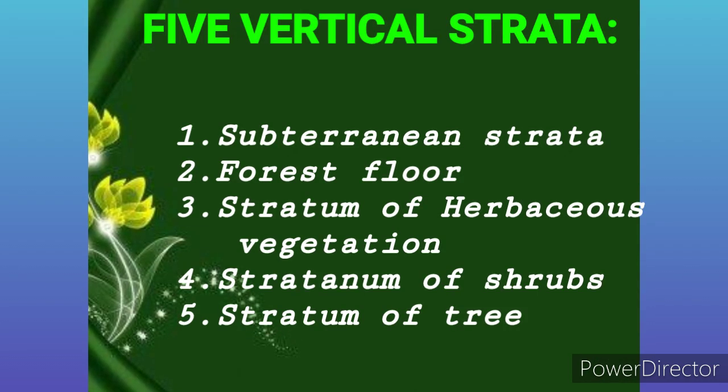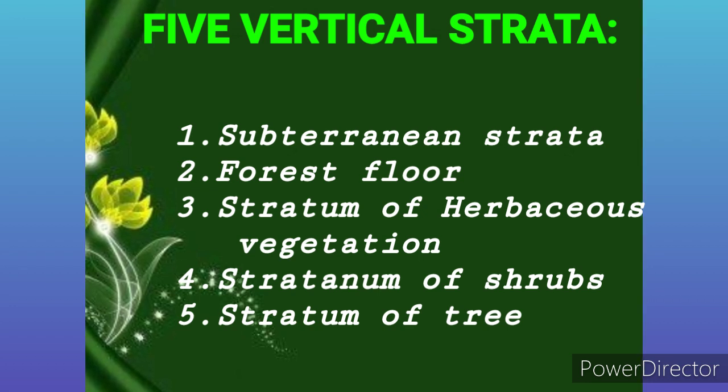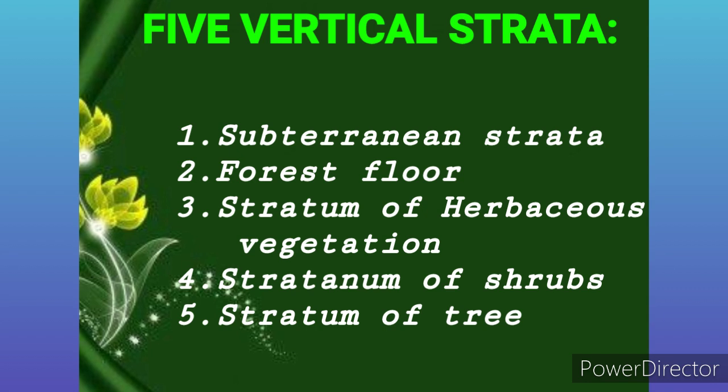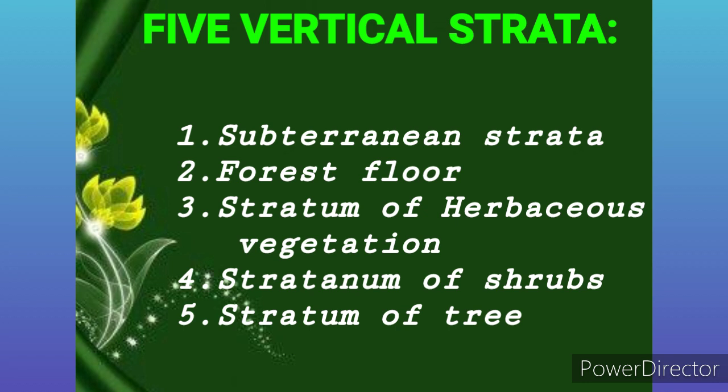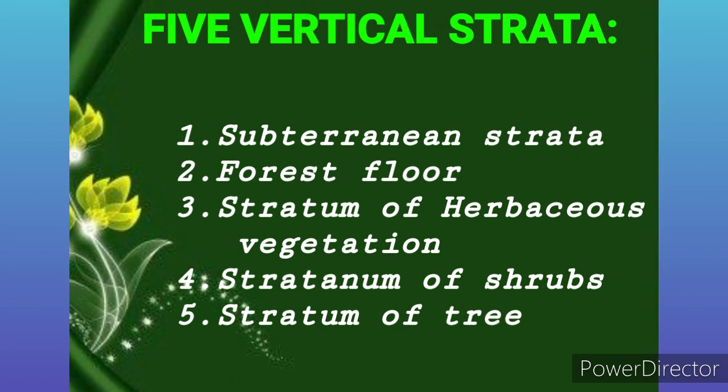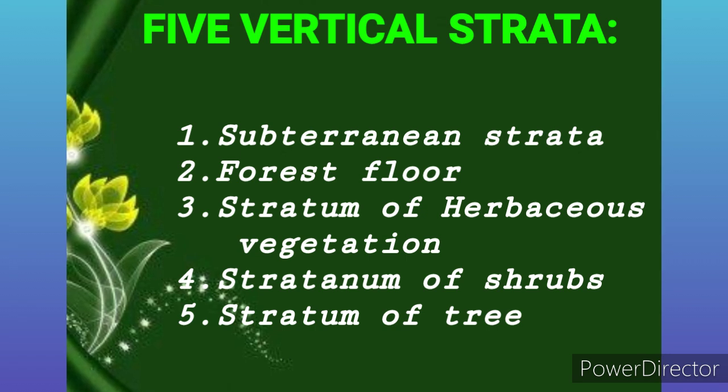Stratification in a forest community. A forest community shows 5 vertical strata. First, subterranean strata, basal portion covered by litter and debris of plants as well as animals. Second is forest floor. Second layer, abundance of litter. This region is the zone of decomposition. Third is stratum of herbaceous vegetation. Third layer is formed by herbaceous plants like grasses, dicotyledonous, annuals, etc.